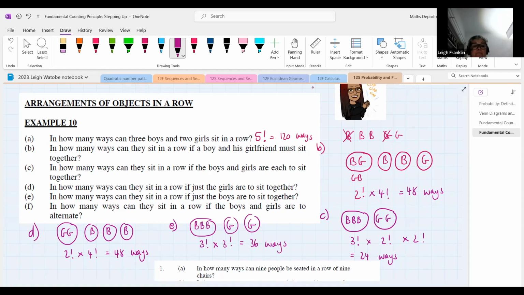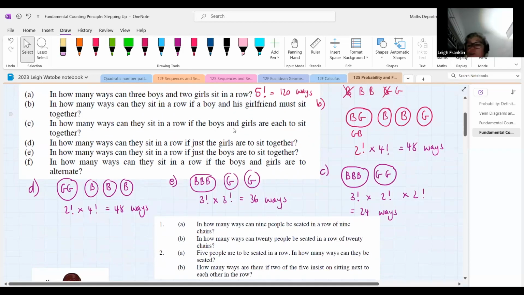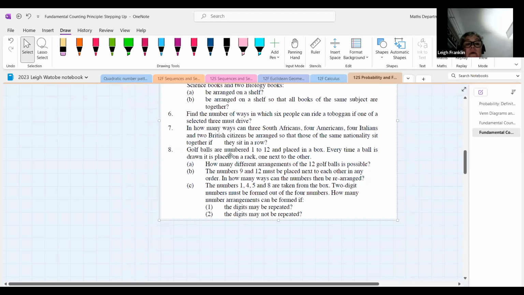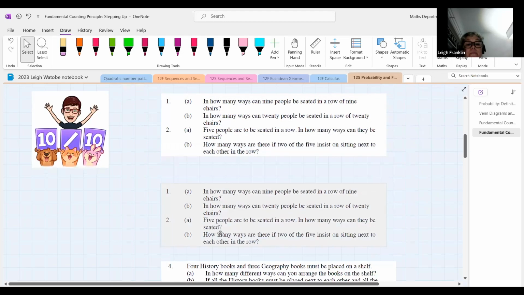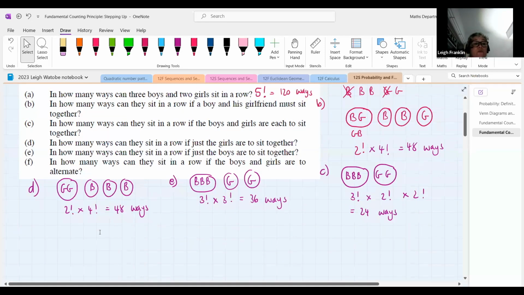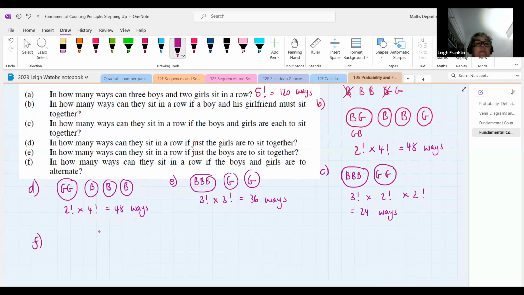All right, now the last question says, in how many ways can they sit in a row if the boys and girls are to alternate? So the boys and the girls need to alternate. So what they mean here, sorry, let me just move these questions down. Let's go back up here. All right, so the only way that this can happen, because there's an odd number of boys and an even number of girls, is for them to go boy, girl, boy, girl, boy.